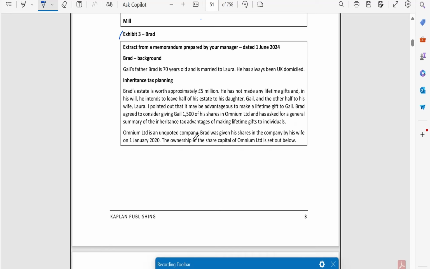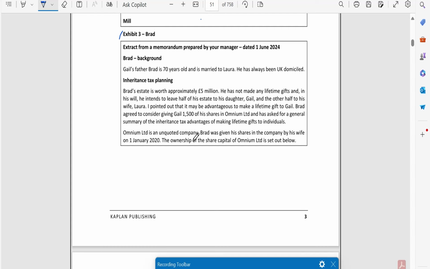Okay, so Gail's father Brett is 70 years old and is married to Laura, and he was always UK domicile. So again, the husband has the UK domicile, and Brett's estate is worth approximately 5 million. He has not made any lifetime gift, so it means the full NRB is available, right? And in his will, he intends to leave half of his estate to the daughter. If there is a main residence involved in this estate, then Brett will be entitled to an additional 175,000 nil rate band, called the residence nil rate band, and the other half goes to his wife Laura. It means it will be exempt.